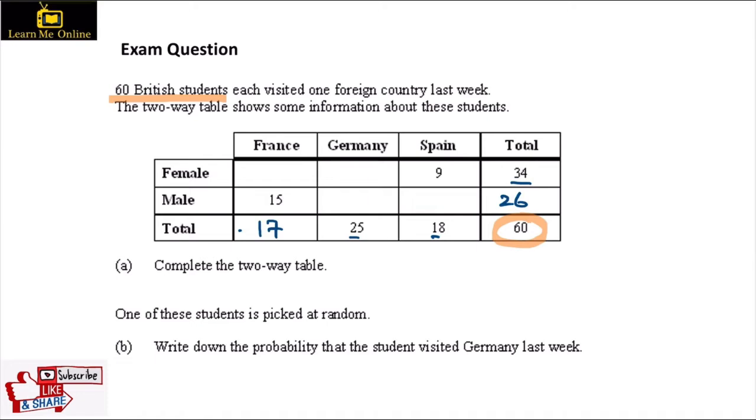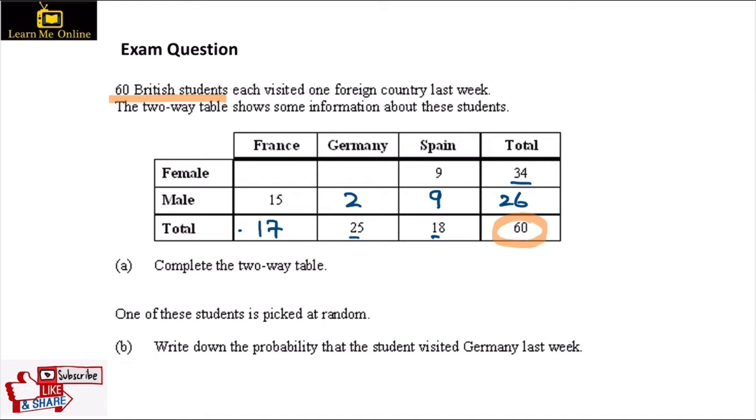Now we see that with Spain, we have 18 as the total, 9 is female, so the remaining would be the males, which would be another 9. Now we have more information filled in for males, so I'm going to fill in the male row now. We have 15 males who went to France last week. Spain is 9 and the total is 26. So the number of males who went to Germany last week would be 2. And when you do 15 plus 2 plus 9, that gives you a sum of 26.